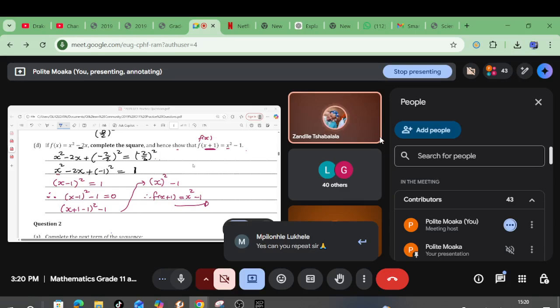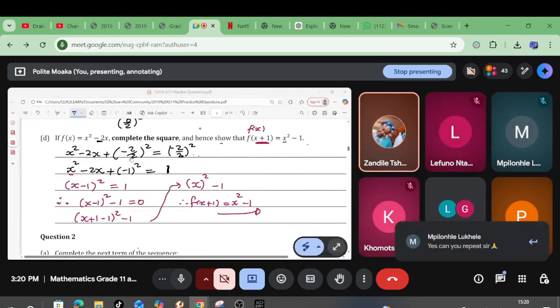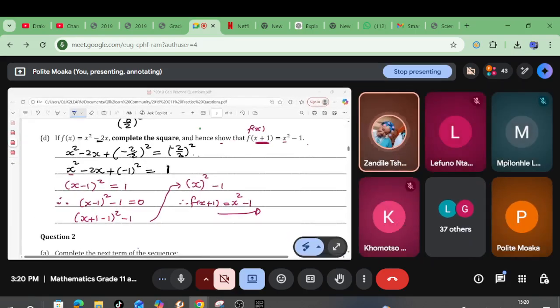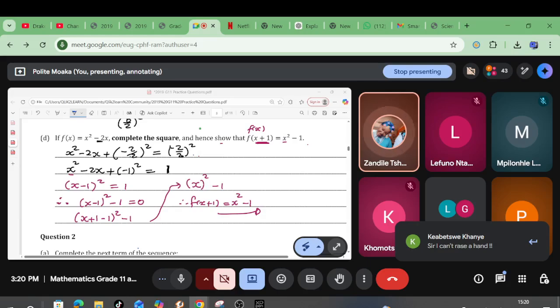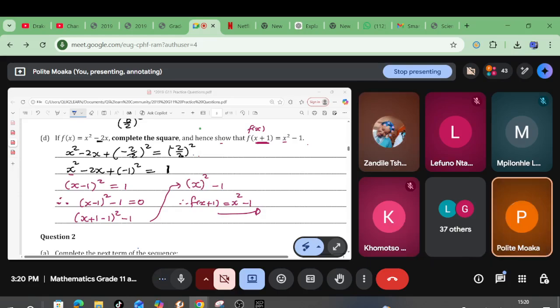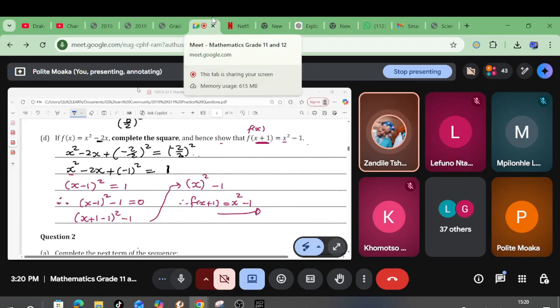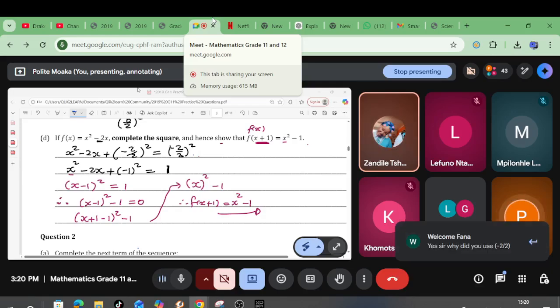For the first step, you see, you equated the whole equation to open bracket minus 2 all over 2 close the bracket squared. Okay. So I usually, instead of equating it, I immediately subtract that bracket. You subtract it. Yes, sir.